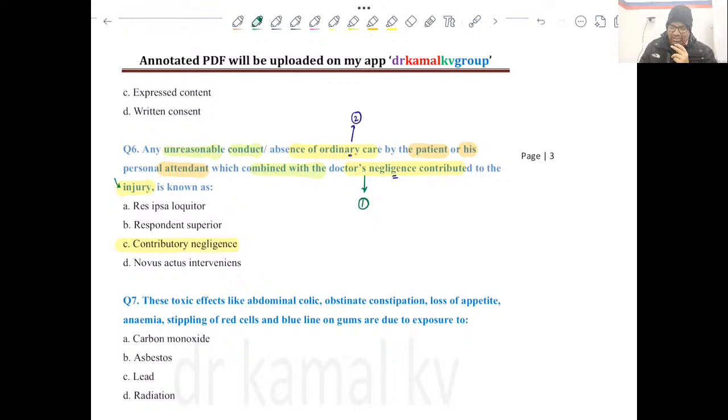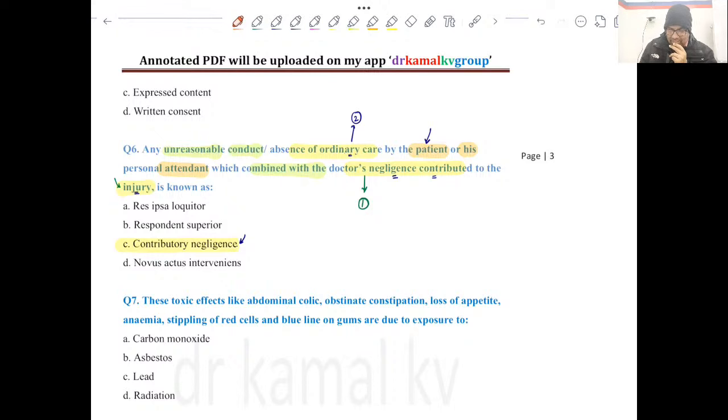So not only the doctor is negligent, there is some degree of carelessness from the patient side also, which is finally resulting in the bad outcome. So here, doctor as well as patient, both the parties are negligent, and therefore this is known as contributory negligence.